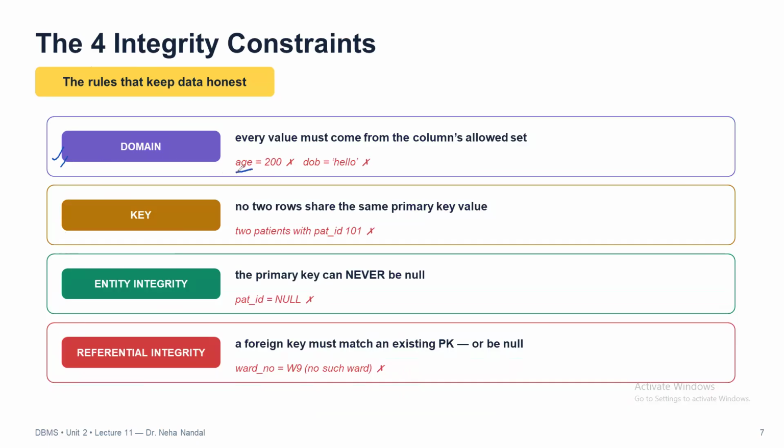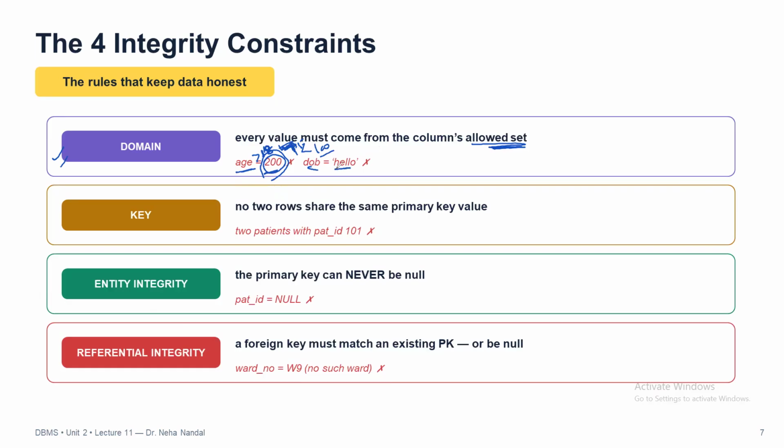That means age cannot be 200, if it has been set that age should be between, suppose, 18 and something. Suppose we are gathering data on people who can vote, so we can say 18 onwards, greater than 18, but less than 100. So 200 will become invalid data. That is one rule we kept in our database.